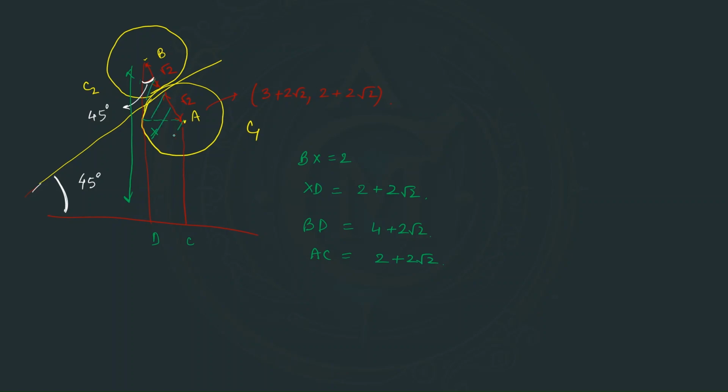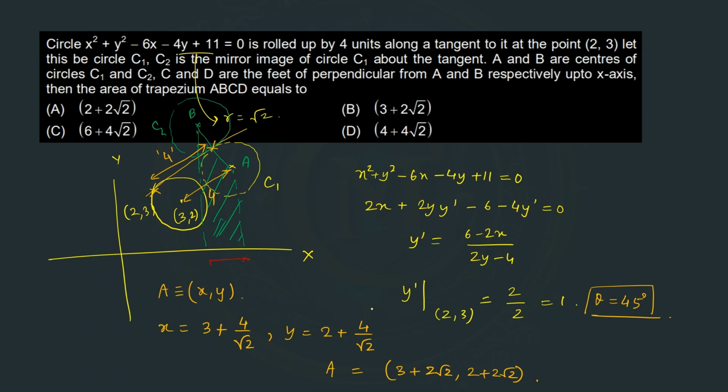Now if we want to calculate the area of this trapezium, we can simply calculate by the formula for area, which is half times distance between parallel sides, which is in this case 2 root 2 times sine 45. So 2, then sum of parallel sides, which is 6 plus 4 root 2. So the area comes out to be 6 plus 4 root 2 square units. That means option C will be the correct option for this question. I hope you understood this question.